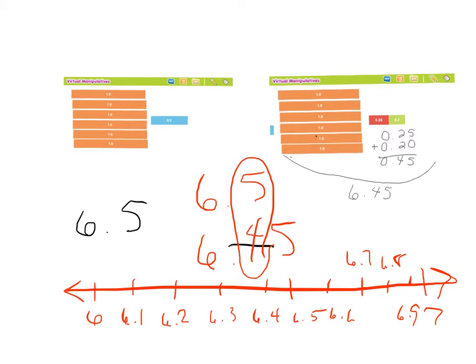Now if I place a dot where both of these numbers are, 6 and 5/10 is right here on this line. 6 and 45/100 would be halfway between 6 and 4/10 and 6 and 5/10. So I'm going to stick my dot halfway between there. And now I can really see that 6 and 45/100 is smaller than 6 and 5/10 because this 6 and 5/10 is closer to our next whole number, which is 7.